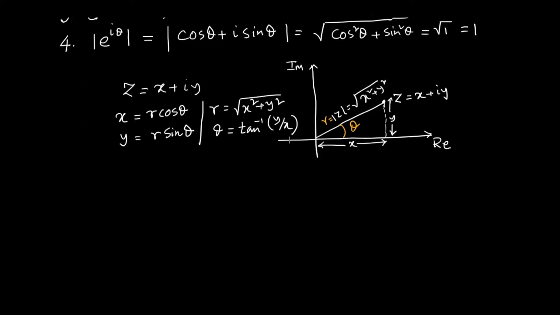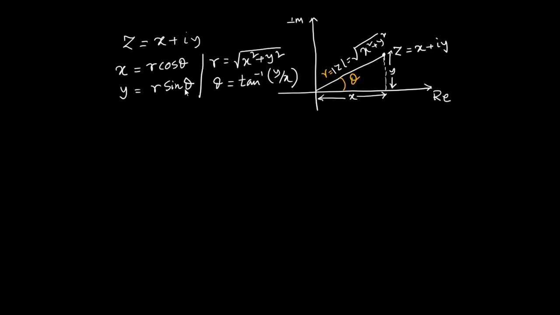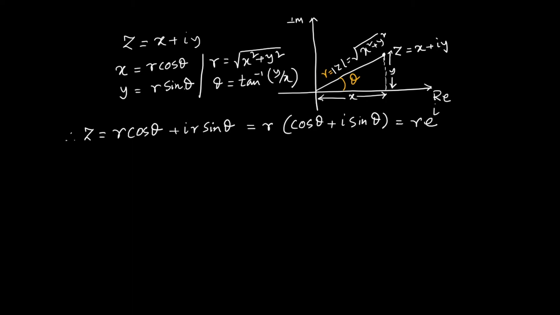Now, if we plug all these values into z, what do we get? Therefore z becomes r cos theta plus i r sine theta. That means this can be written as r into cos theta plus i sine theta. From this point, we get to understand the brilliance of Euler's formula, and you will see how it helps us in visualizing complex numbers. This can simply be written as r e to the power i theta as per Euler's formula.